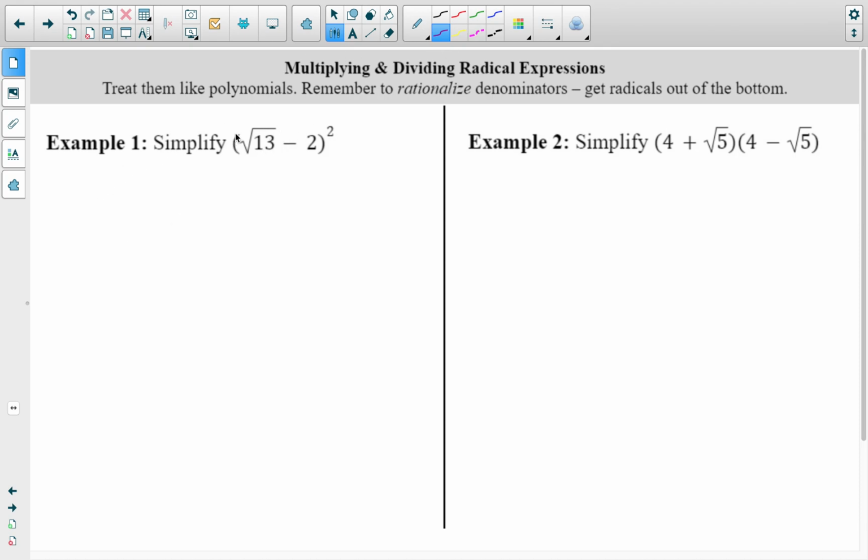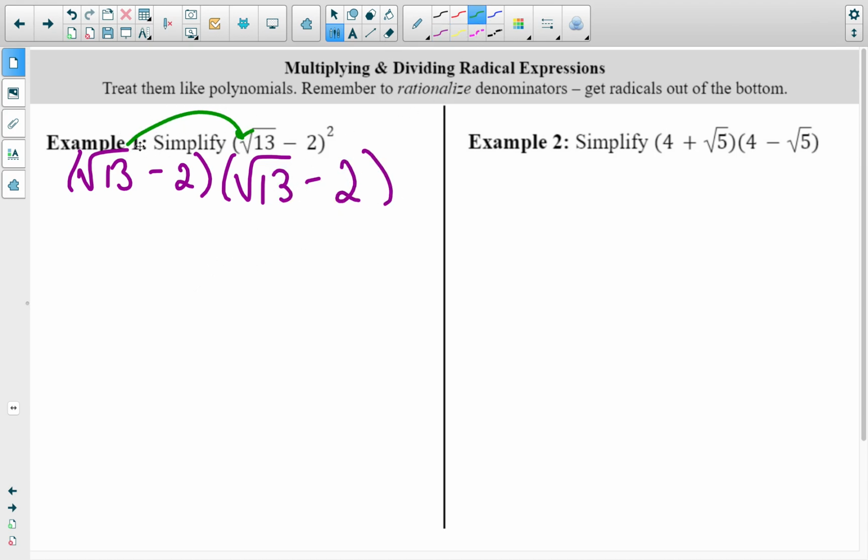All right, so looking at example 1, square root of 13 minus 2, squared. We're going to treat this like we would a polynomial, right? We're going to multiply this out using distribution or FOIL, as some like to call it. So we're going to distribute this root 13. Root 13 times itself is going to give us 13, right? Because the square root of 13 squared is 13, okay?